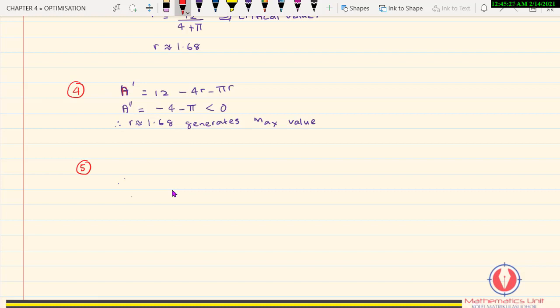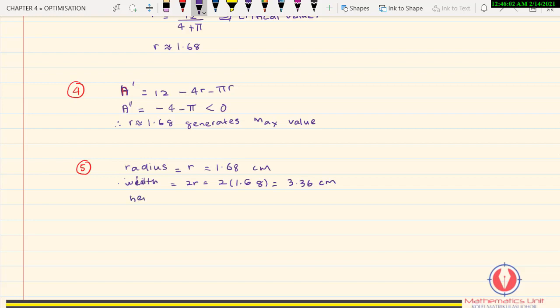Now the radius is r, that is equal to 1.68. The width of the window is 2r, that is 2 multiplied by 1.68, and that is equal to 3.36. This is all in centimeters.